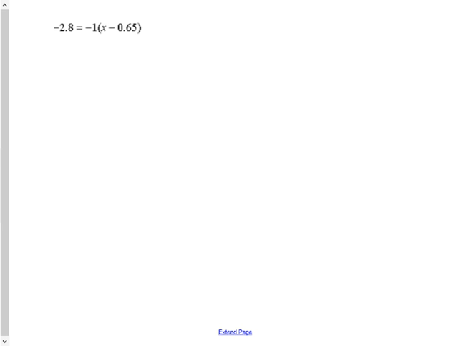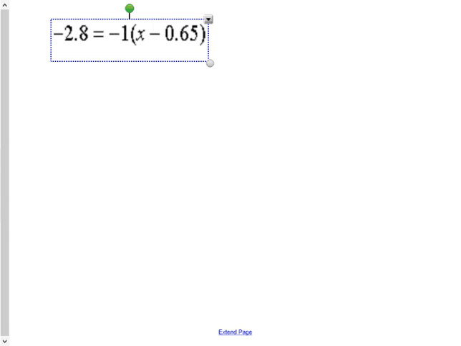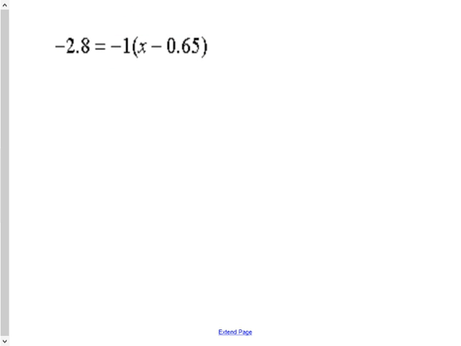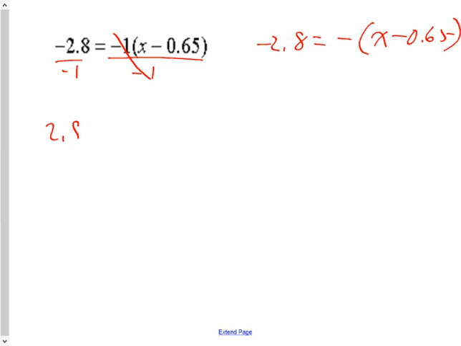Your next question could have been written a different way, and in fact I should have probably written it that way just to make it more confusing. I could have written it this way. That's the exact same thing. That negative symbol outside the brackets, they are the same intended meaning. So if I divide both sides by negative 1, I get a positive 2.8 equals x minus 0.65. And then add 0.65 to both sides, and x will equal 3.45.